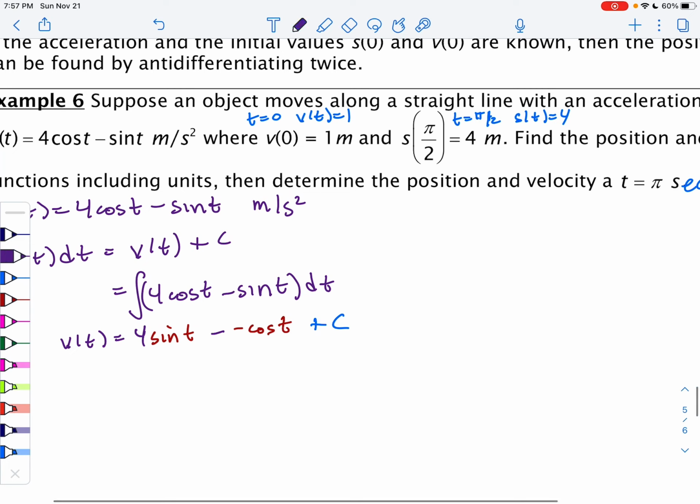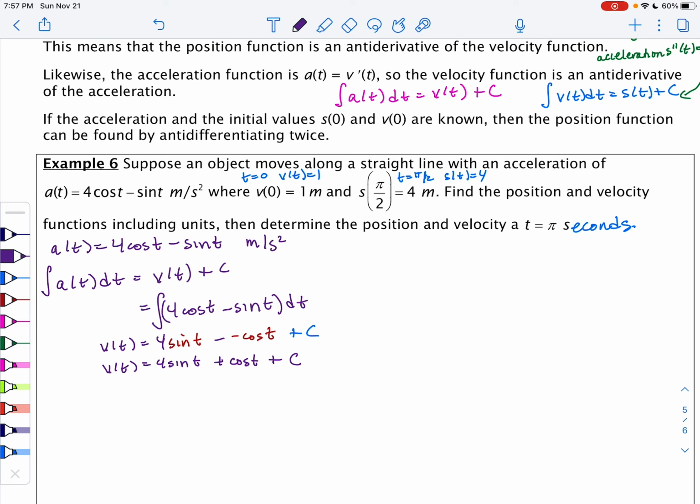Cleaning things up, we get 4 sine t plus cosine t equal to c. And you can check by taking the derivative there to see that we get the original acceleration. We want to bring in our initial value for velocity.